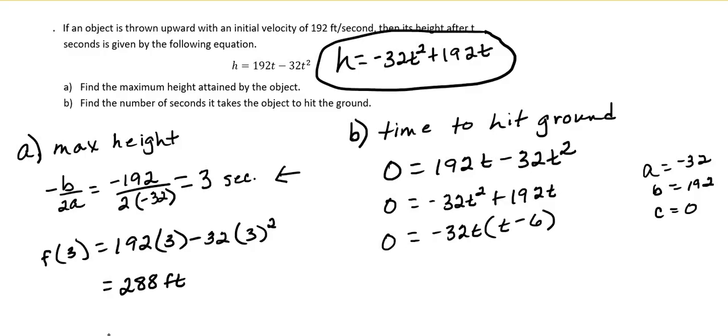And now I'm going to set each of my factors equal to 0. So when I solve, I get t to be 0 or t to be 6. Now, t equals 0 means time 0. So that means that at the beginning of this problem, the object is launched from the ground. And then in 6 seconds, it's going to come back and hit the ground. So my answer is 6 seconds.